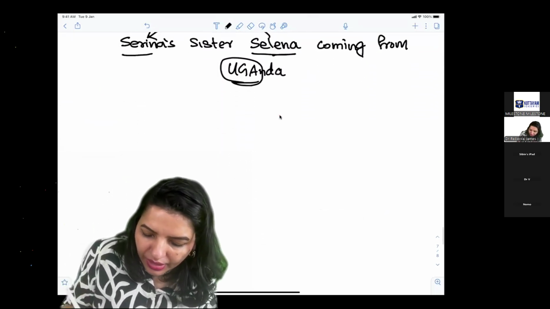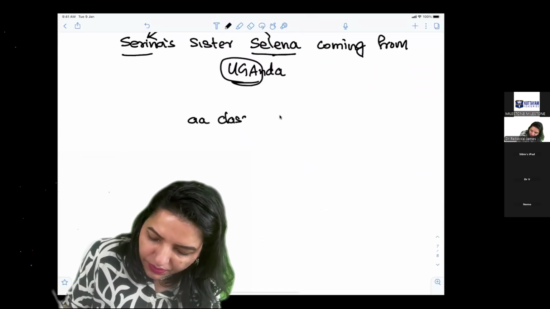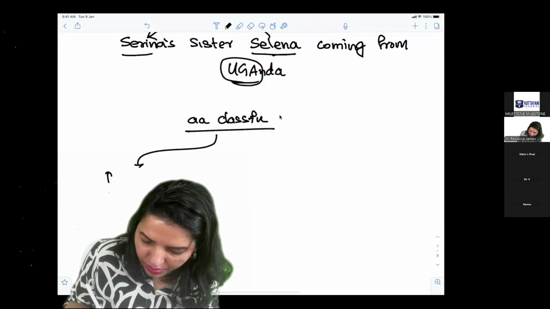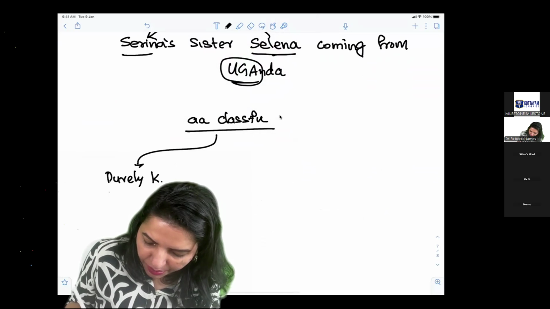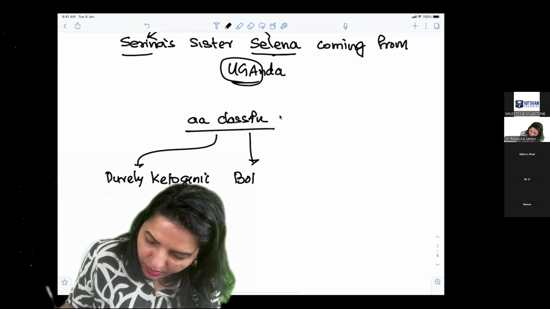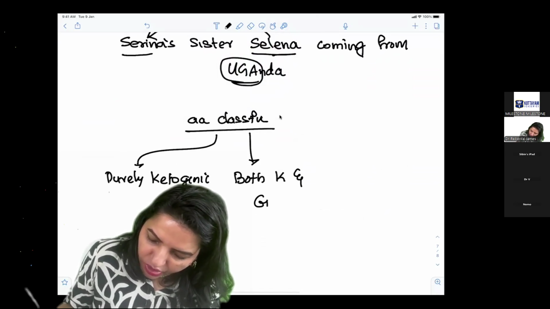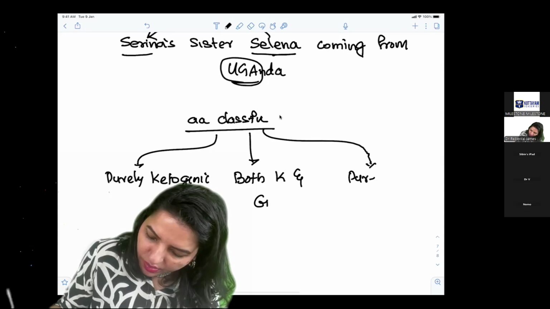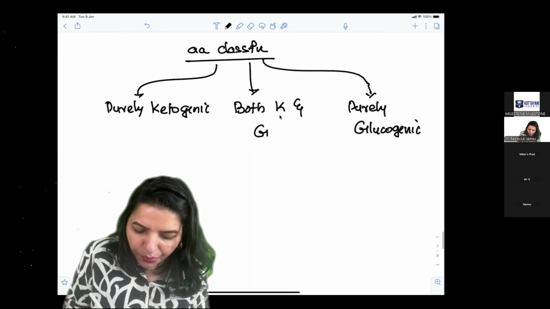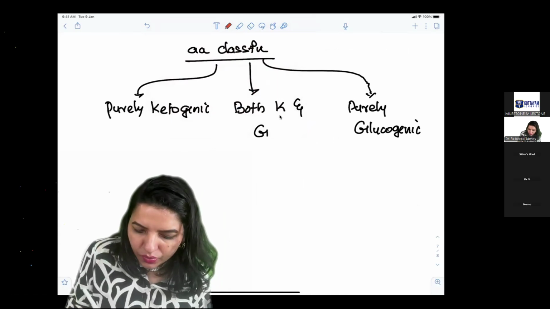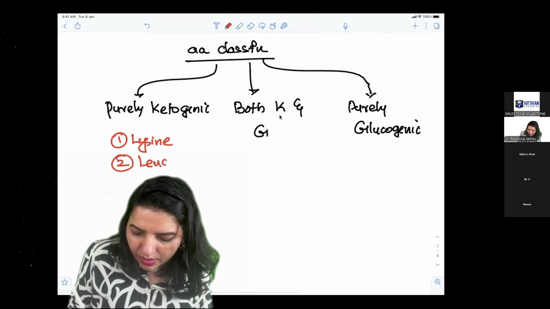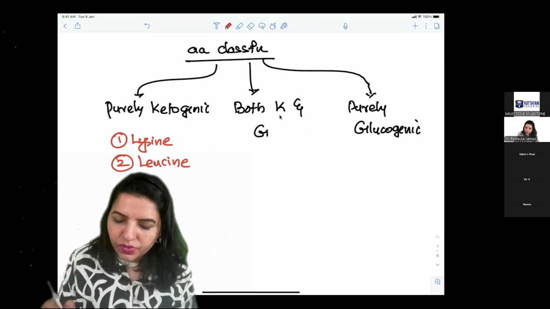Now we are going to see the amino acid classification. Not in detail. We have learned about certain amino acids are purely ketogenic, both ketogenic and glucogenic, purely glucogenic. So purely ketogenic amino acid only two. Lysine, leucine. Only two, lysine, leucine.